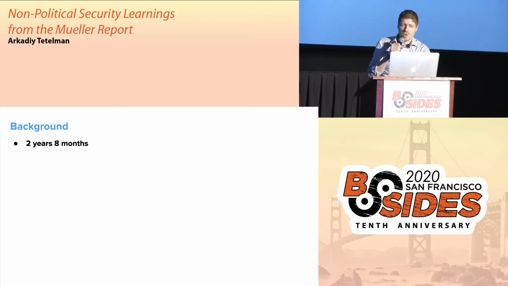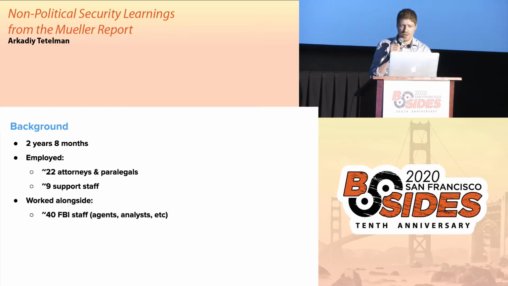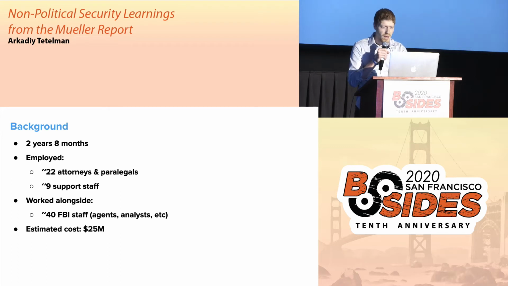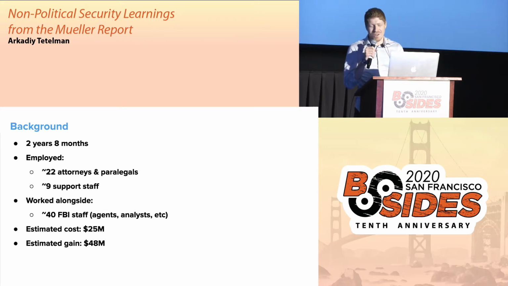Overall, it took about 3 years to do this investigation, employed about 20 attorneys and paralegals, 9 support staff, and worked alongside 40 FBI staff. So 70 people working for 3 years, pretty expensive, with an estimated cost of $25 million. But actually, the report brought in an estimated gain of close to $50 million, paying for itself twice over. The reason for that was that they uncovered a lot of tax evasion, and then they were able to hand that off to the relevant authorities.